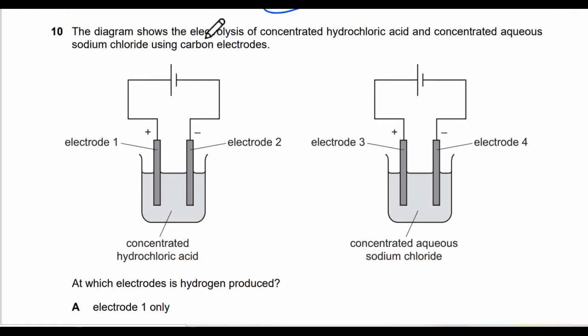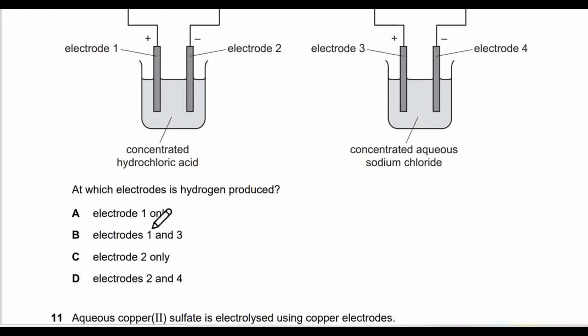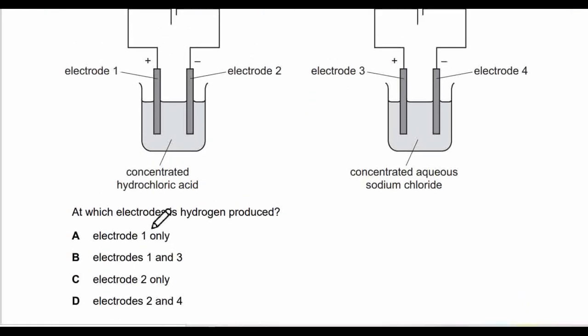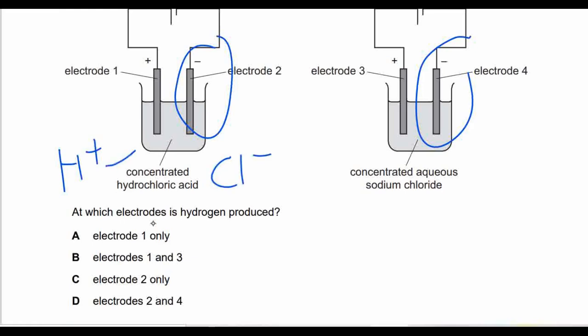The diagram shows the electrolysis of concentrated hydrochloric acid and concentrated aqueous sodium chloride using carbon electrodes. Now, at which electrodes is hydrogen produced? Hydrogen is produced at the negative electrode, which will be this and this. Now let's check the available cations. In hydrochloric acid, it's H plus, and chloride is Cl minus. So it will surely go here. Now this one is concentrated sodium chloride, Na plus and Cl minus, but it is aqueous, so there will also be H plus from water.